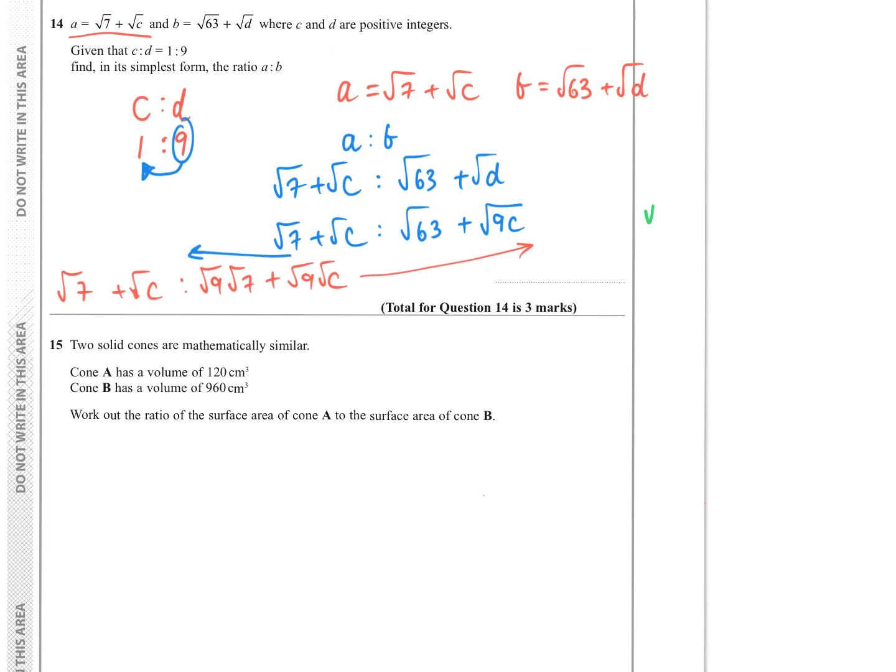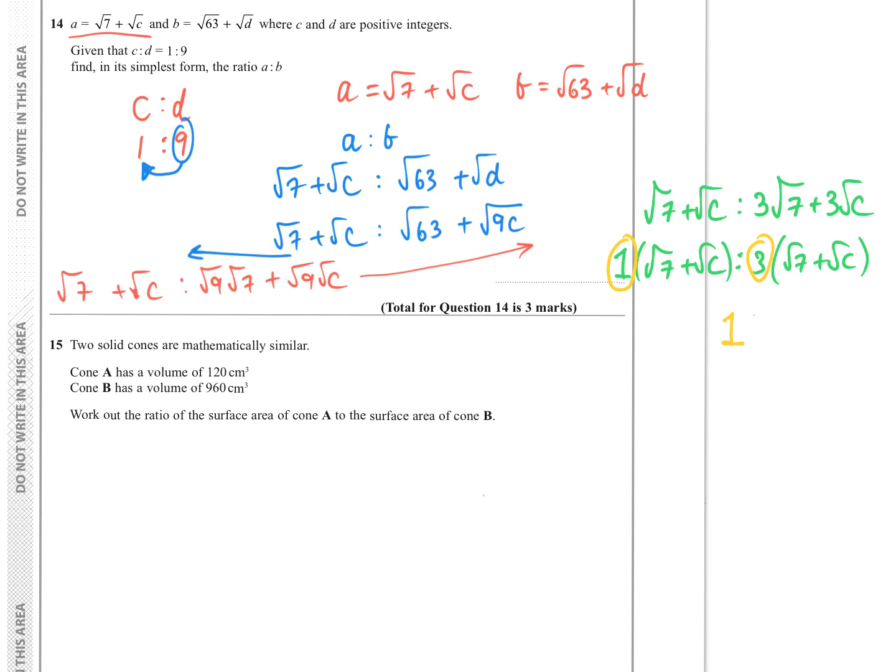We're going to end up with here root 7 plus root C to 3, because that's what the root of 9 is, root 7 plus 3 root C. So we'll end up with root 7 plus root C in the ratio to 3 lots of root 7 plus root C. So it looks as though if we did it this way, I think you can see quite clearly now, we end up with the ratio 1 to 3. Okay, not a fabulously easy question there, not for me anyway, but maybe some of you find that quite easy.